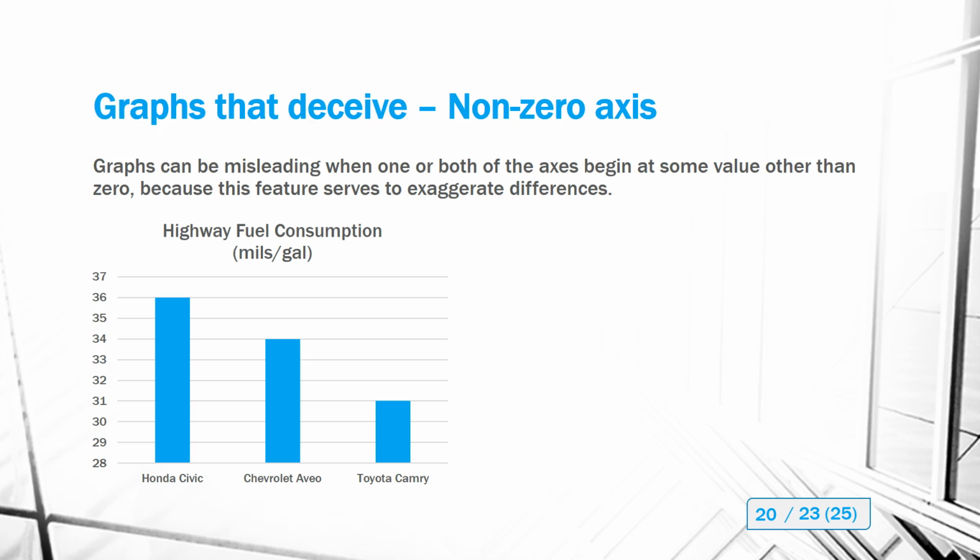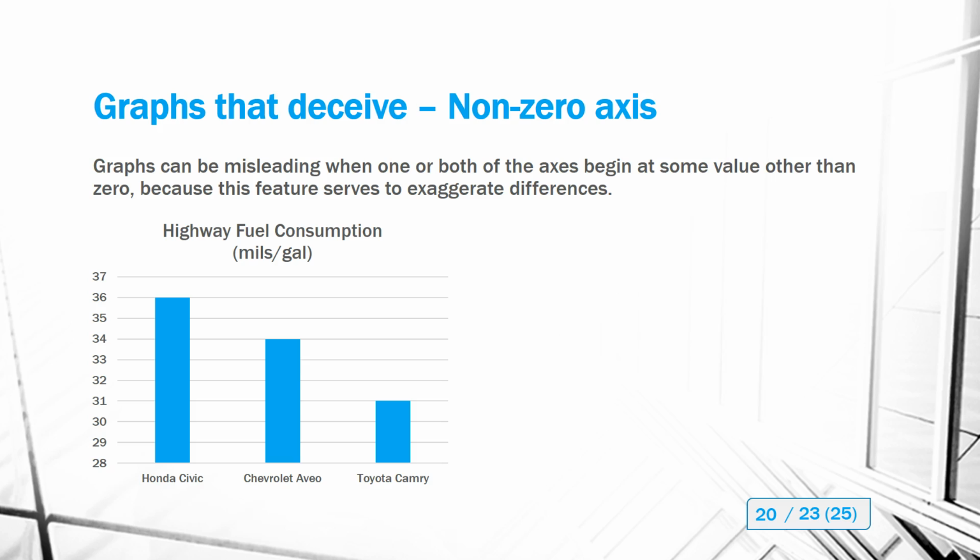So those are different types of graphs. Now let's take a look at some of the ways in which graphs can be deceptive or misleading. One of the common ways we see is with a graph that does not have a zero axis displayed. What this does is it exaggerates the differences between the elements that you're comparing.